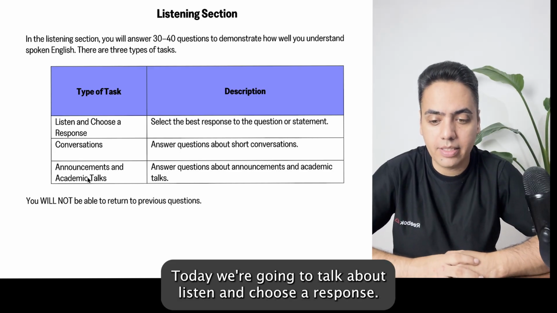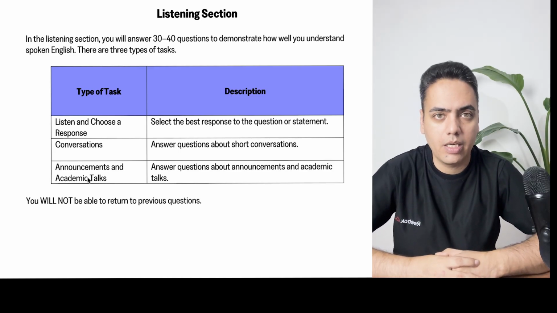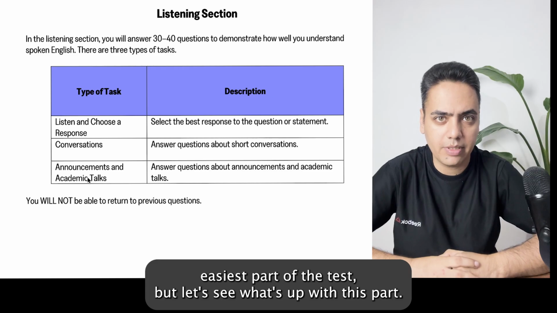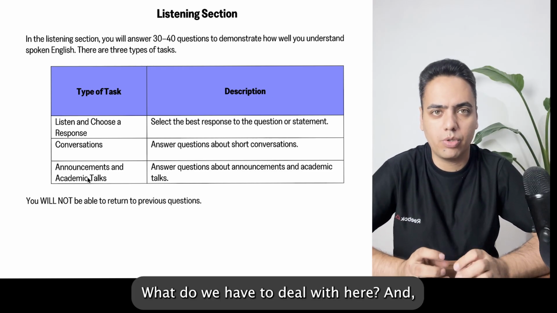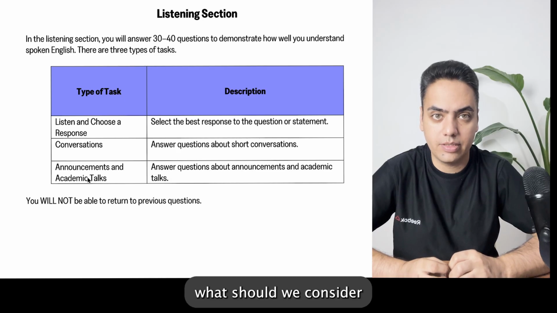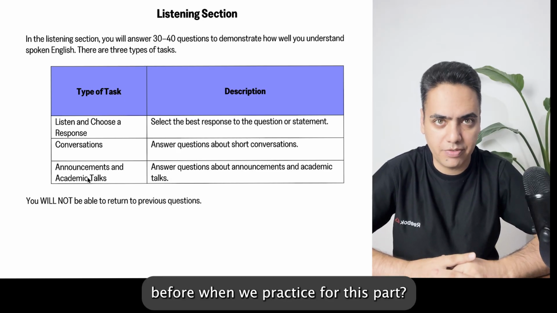Today, we're going to talk about listen and choose a response. This is actually the easiest part of the test, but let's see what's up with this part. What do we have to deal with here, and what should we consider before when we practice for this part?